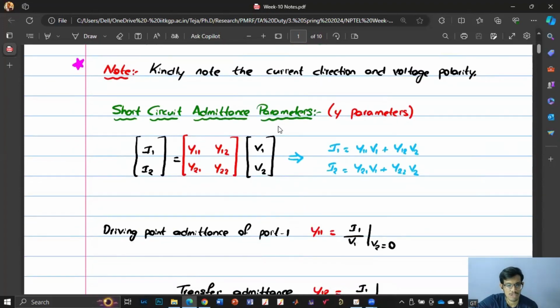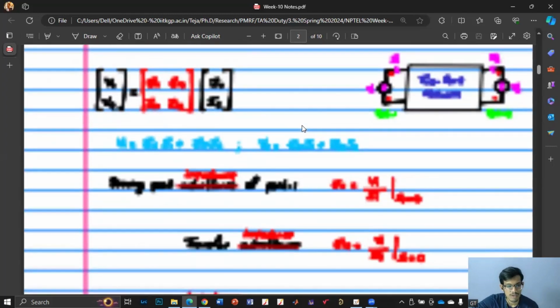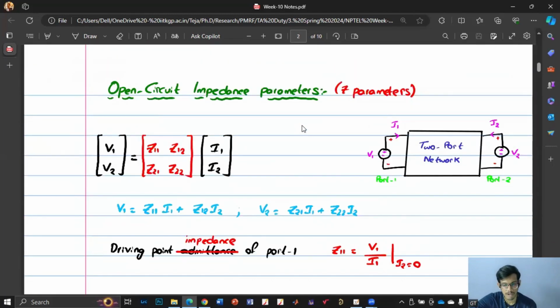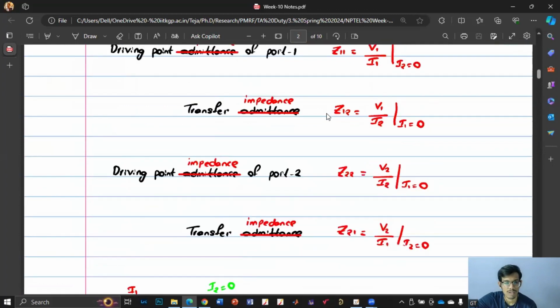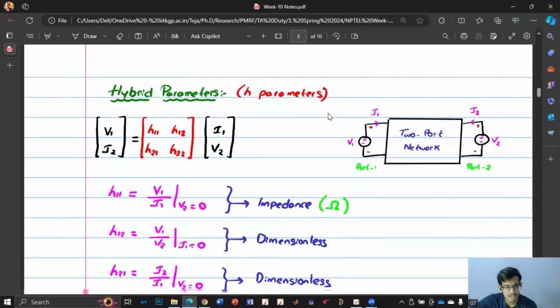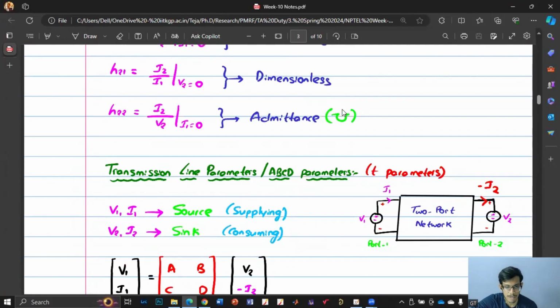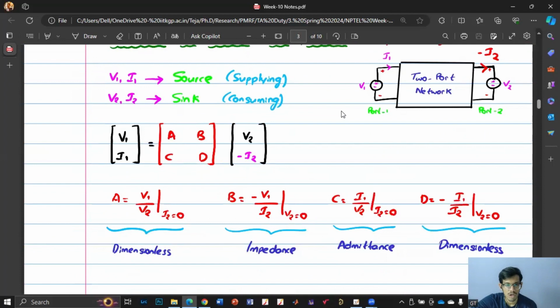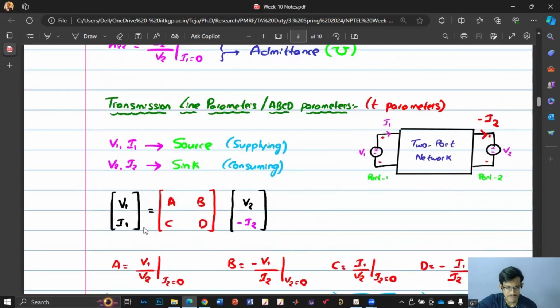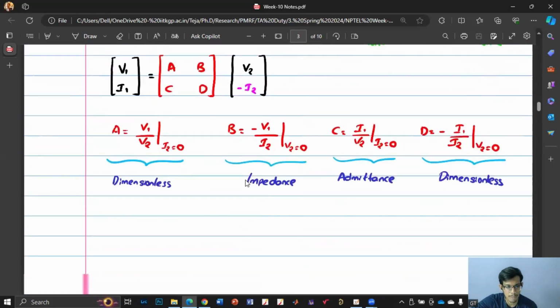First, we discussed the short circuit admittance parameters, which are also called Y parameters. Then we discussed the open circuit impedance parameters, which are Z parameters. And then we discussed the H parameters, also called hybrid parameters, followed by the transmission line parameters or T parameters, or you can also call them ABCD parameters. So we discussed how to get these parameters for a given two-port network, how they are defined, what the conventions are, and how to get those matrices.